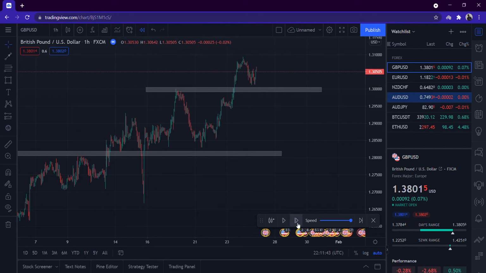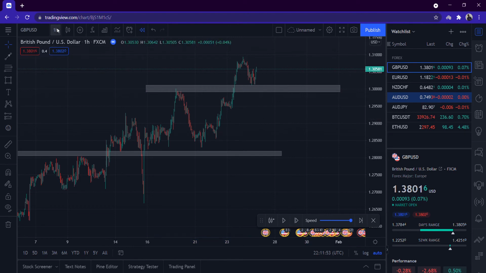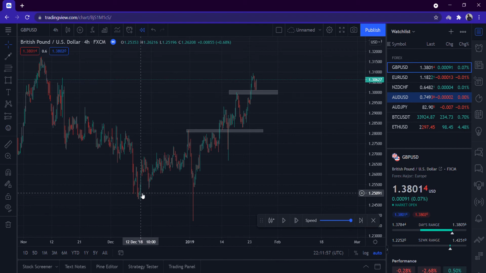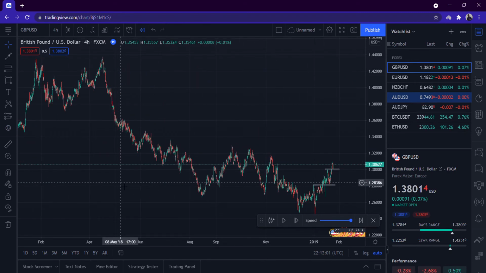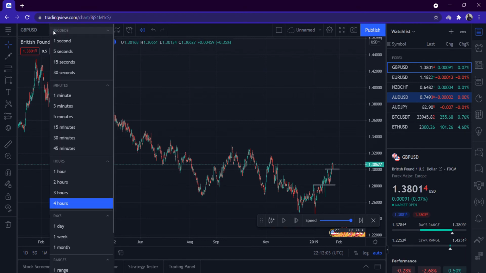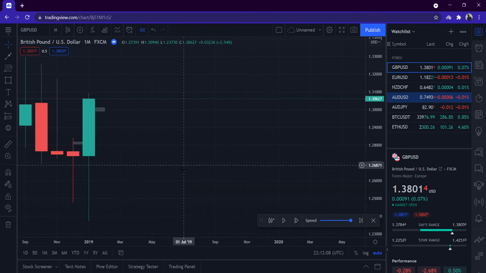So yep, it came back to our level right here. It seems like price is not going to break down this level. So let's go back to a higher time frame. I want to go to the 4-hour and the daily and the monthly. I'm going to draw a trend line on my monthly to see what kind of momentum I'm looking at right now.